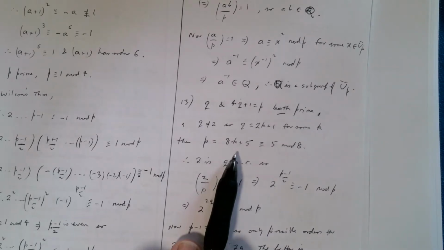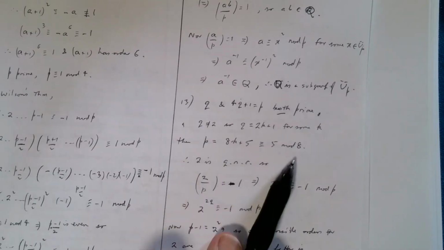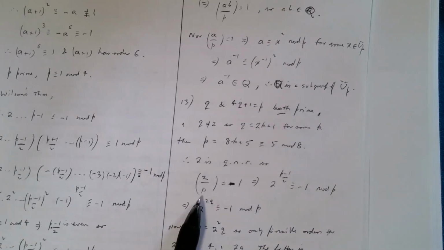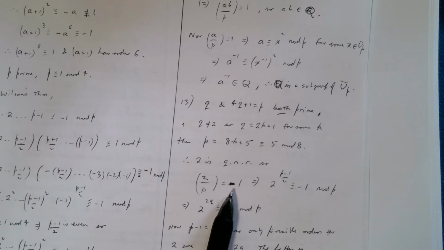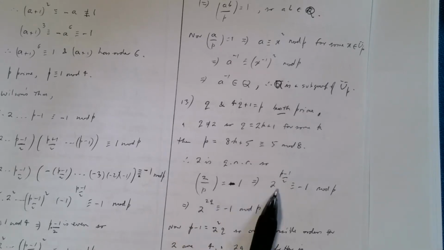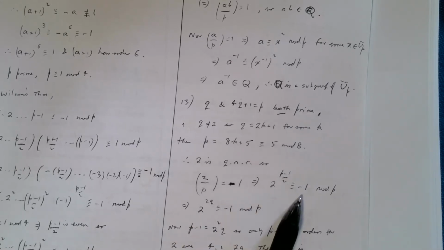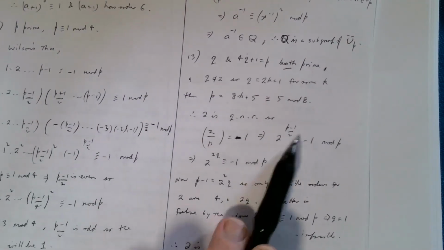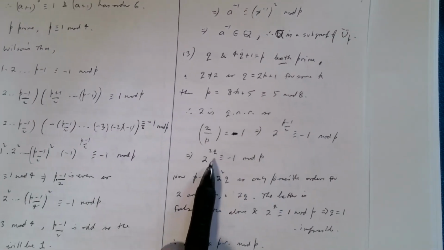Now we know that if p is 5 mod 8, then we saw before that 2 is a quadratic non-residue. That's easy to show. So that means (2 over p) is minus 1. And then using Euler's criterion, this is 2 to the (p minus 1) over 2 is minus 1 mod p. And (p minus 1) over 2 is 2q. So that gets the first part out.